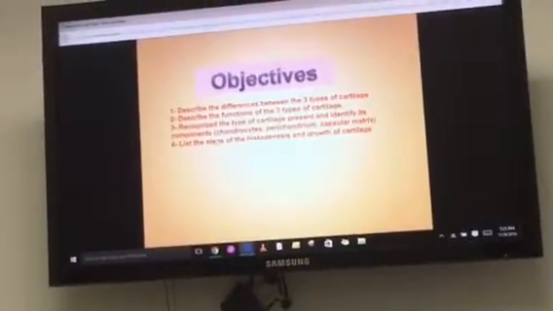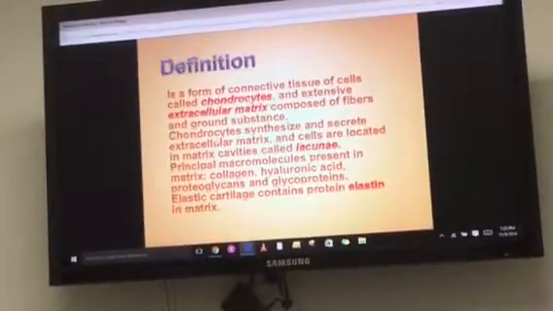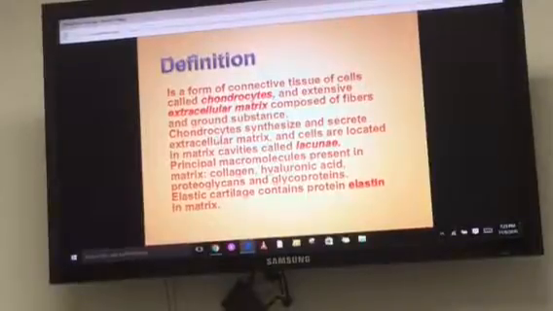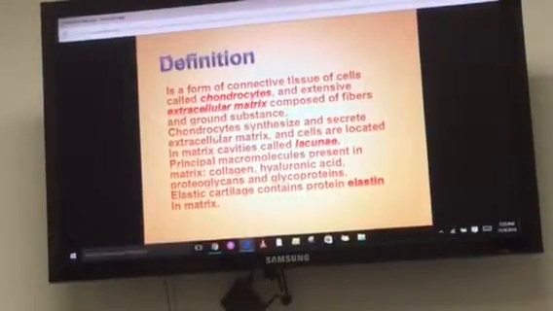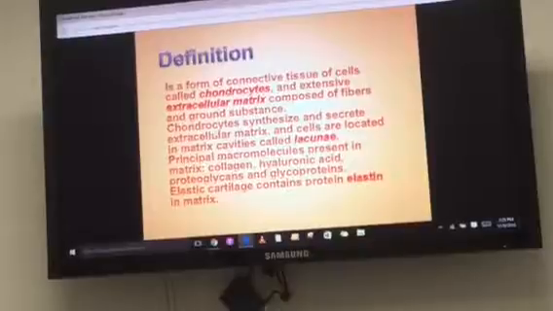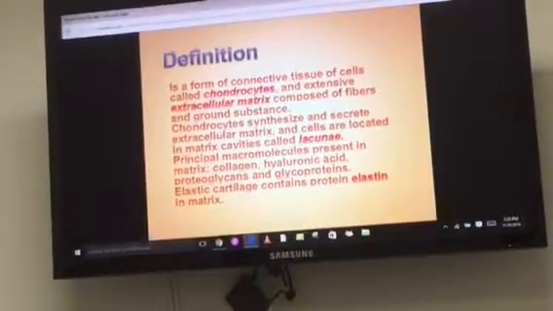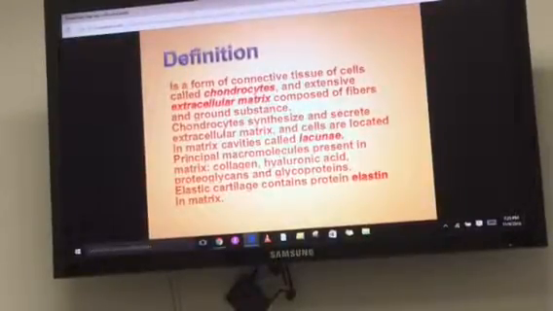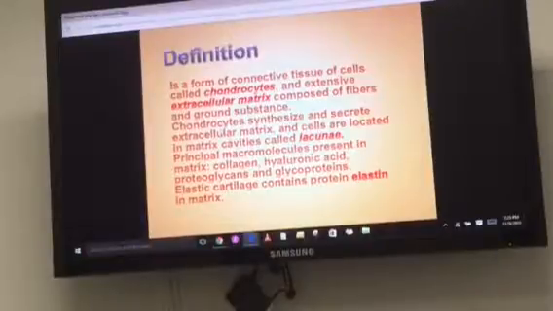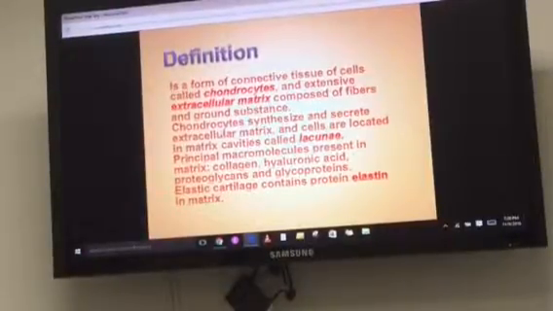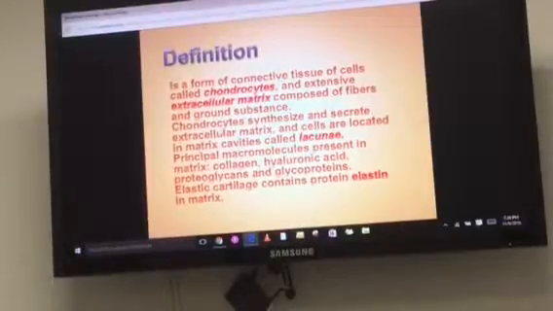Okay, so then we have cartilage. The definition of cartilage is a form of connective tissue of cells called chondrocytes, and an intensive extracellular matrix composed of fiber and ground substance. Chondrocytes synthesize and secrete extracellular matrix, and cells are located in the matrix cavity called lacunae.